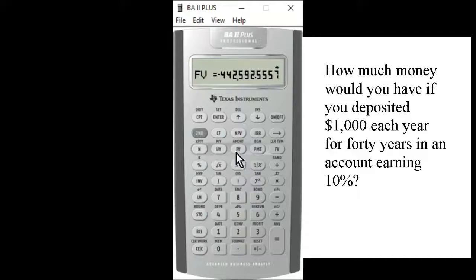Now, if we were to have a problem where we would say we had $10,000 in the account to start with, and then we put $1,000 into the account every year for 40 years, then we would go ahead and put $10,000 in present value. But in this case, there's no mention of that, so we keep present value at 0.